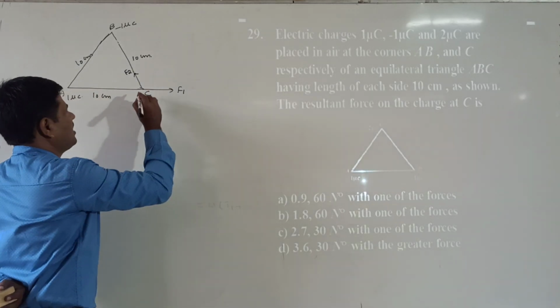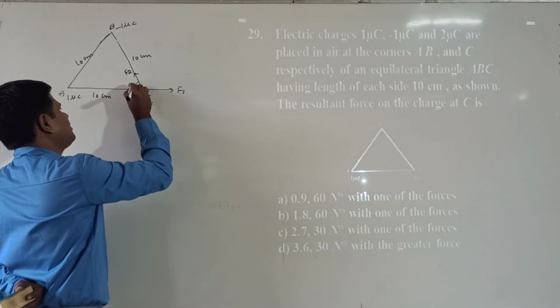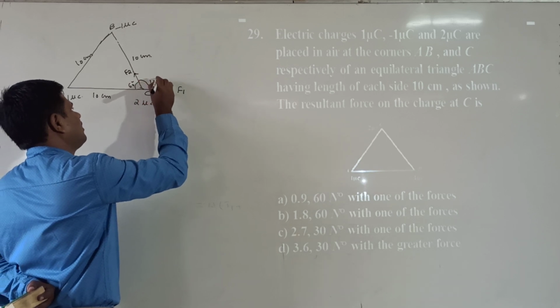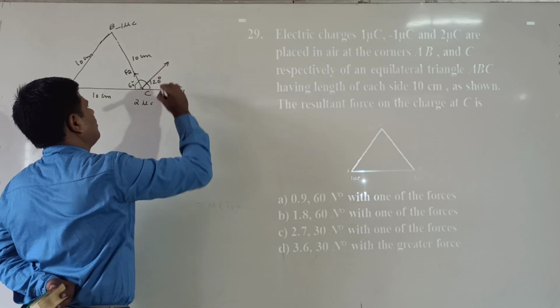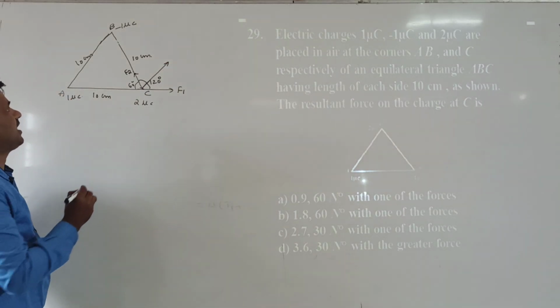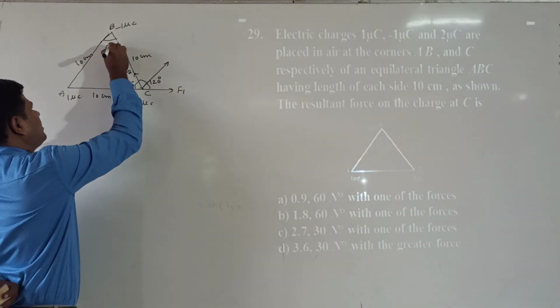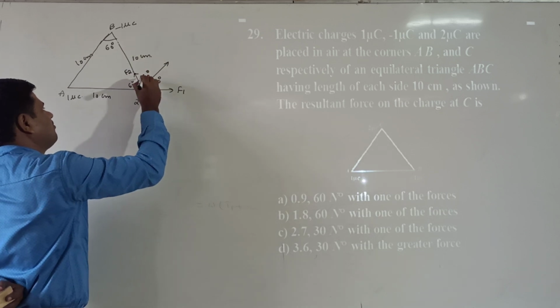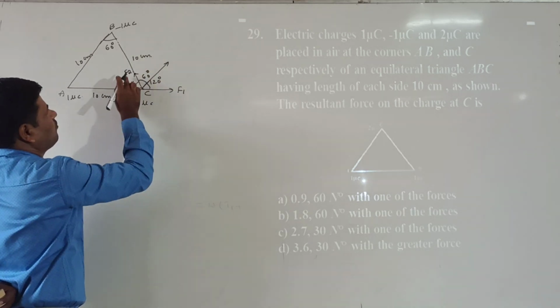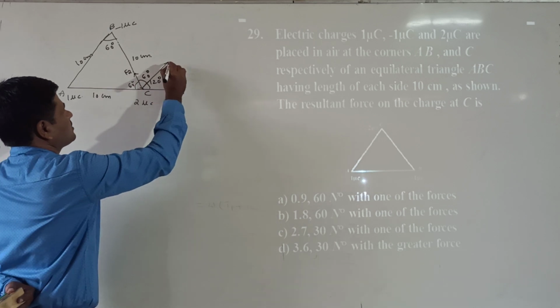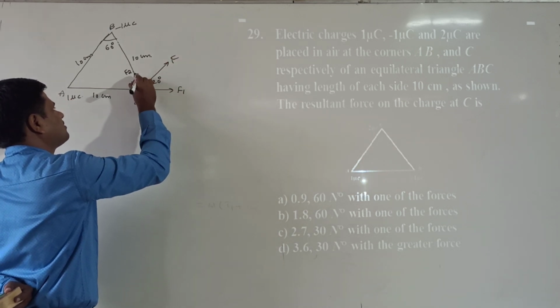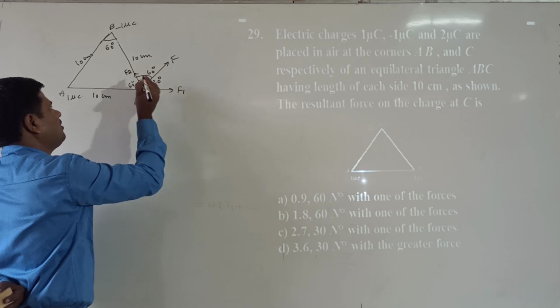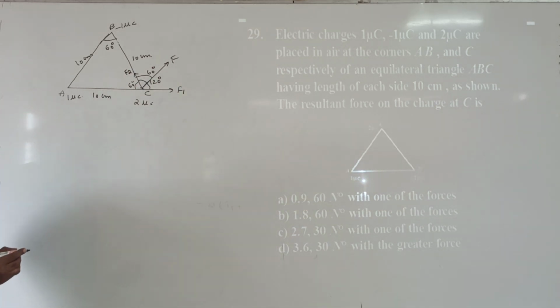Now the angle here is 60 degrees, so the angle between these two forces is 120 degrees. This is the resultant. The resultant makes an angle of 60 degrees with one of the forces, the F2 force. But 120 degrees is the angle between F1 and F2.